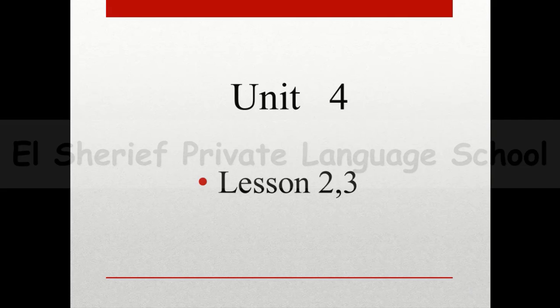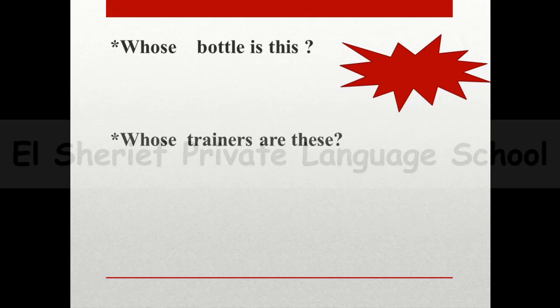Today's lesson is unit 4, lessons 2 and 3. It's a grammar lesson. The first question, whose bottle is this? It's a WH question and it asks about something whose owner we don't know. So the question is, whose bottle is this? And the answer will be, this bottle is hers.